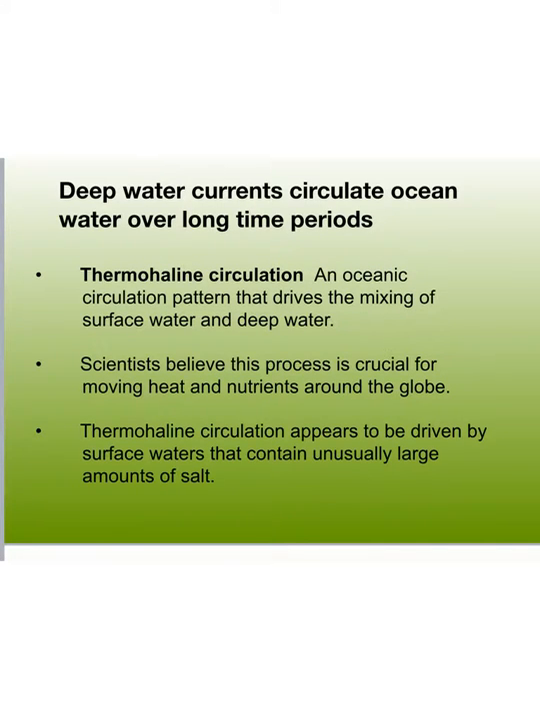So another oceanic circulation pattern is what we call the thermohaline circulation, and this drives the mixing of the surface water and the deep water. All right, so this process is crucial because moving heat and nutrients around the globe determines a lot. The thermohaline circulation appears to be driven by surface waters that contain an unusual amount of salt. So in this figure that I'm about to show you, will show how warm currents flow from the Gulf of Mexico to the very cold North Atlantic.